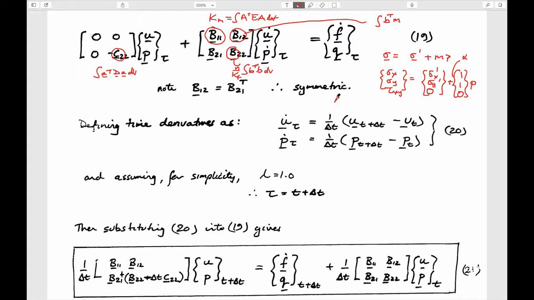So the change in volume was equal to m times the strain vector. And that, if we write it out in longhand, is 1, 1, 0 for the m. And the strain vector is strain in the x direction, strain in the y direction, and shear strain.